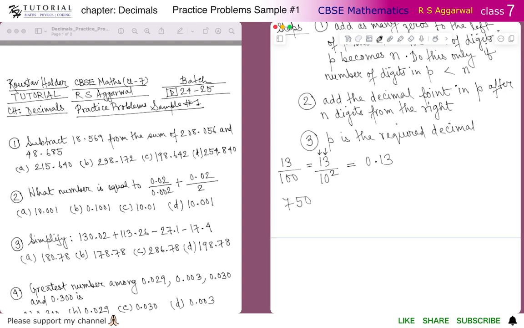Let's say you are given the number 756 by 100. So definitely we see that the denominator is 10 square, so n is 2. The number of digits in the numerator is 3, which is already greater than 2. So we do not add any zeros to the numerator. What we do now is add the decimal point to the numerator, 2 digits from the right, and so it becomes 7.56.